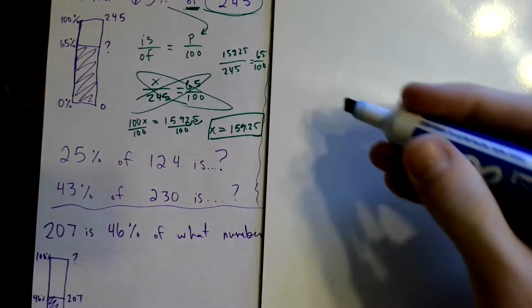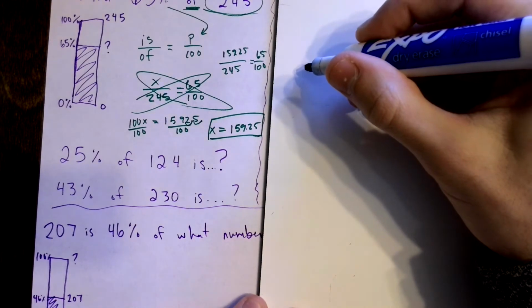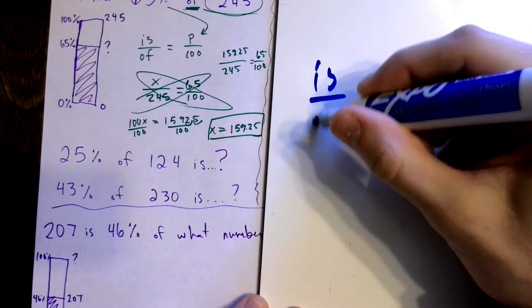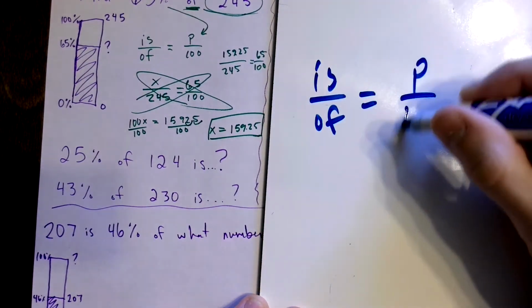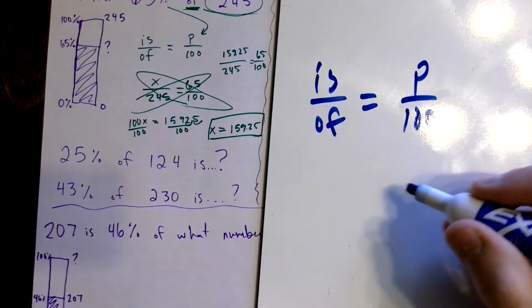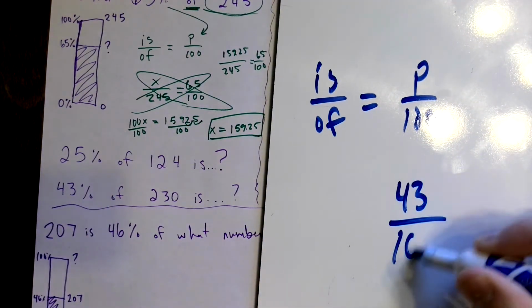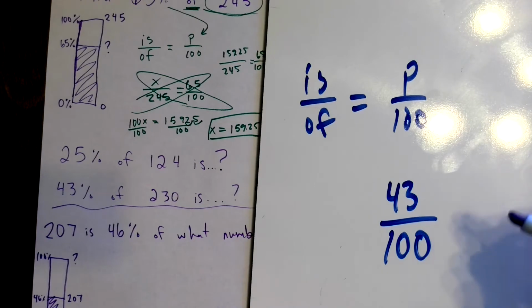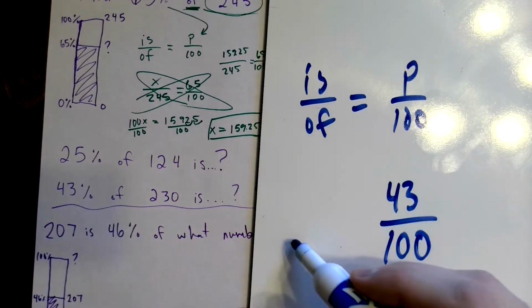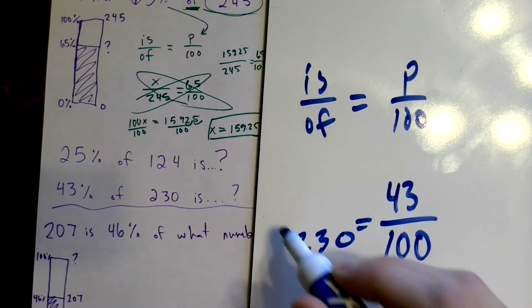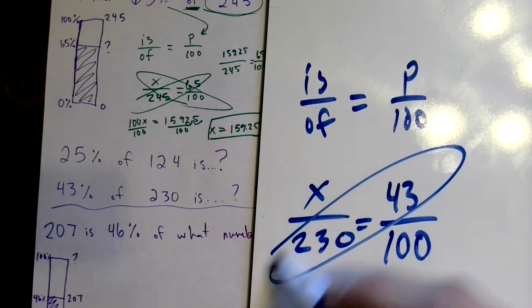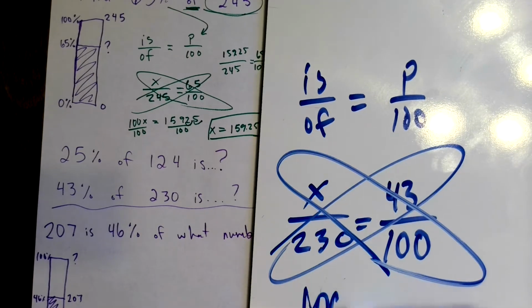We've got 43%. I'm going to use that is over of equals p over 100. Plug in my percent here. That's what they gave me. It's 43 out of 100. And they tell us our of is 230. We don't have the is. Same things, same steps. Cross multiply here: 43 times 230.